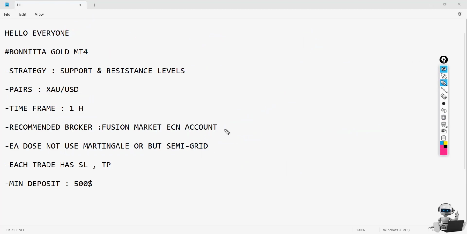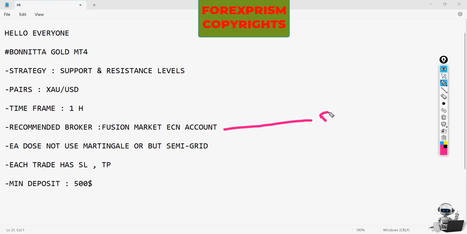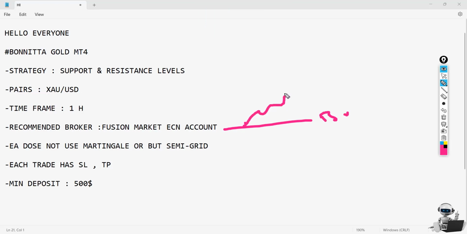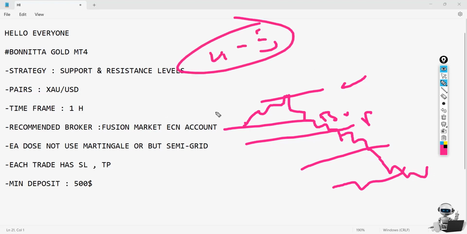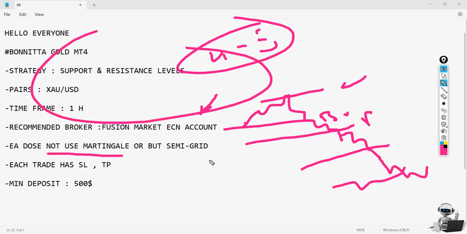Just to be clear, for example, if we have a buy here and the price goes in our favor, it will close there, but if the price reverses, it will open another buy, and if it reverses again, it will open another one, and so on. So it might open 4 to 5 trades in one direction, so that is semi-grid. But I believe it does not use martingale to increase the lot size, so that is the strategy for this EA. Each trade is protected by stop loss, trailing stop loss, and TP.